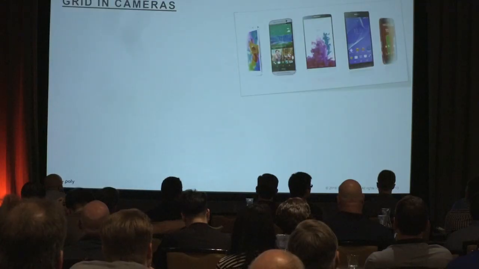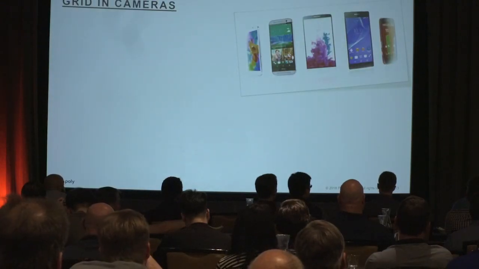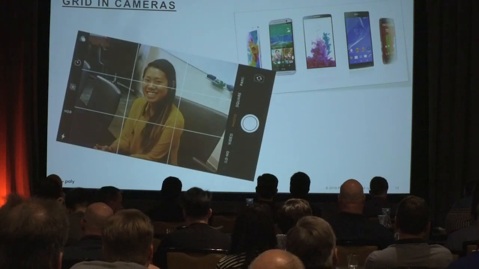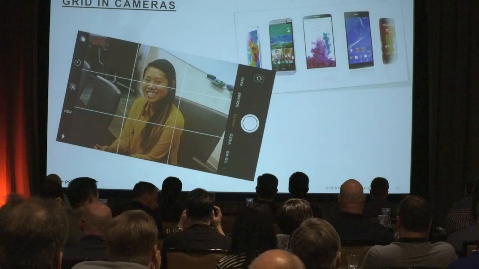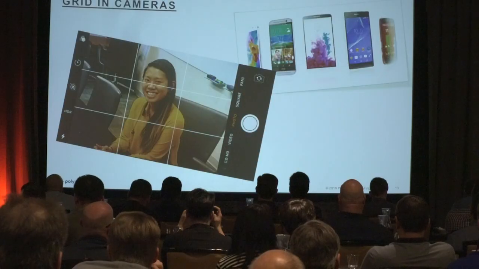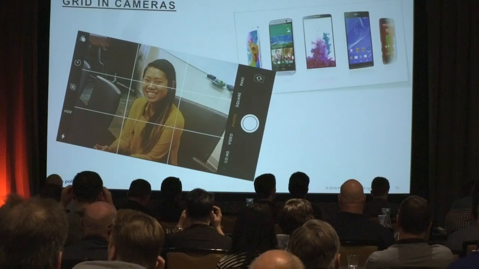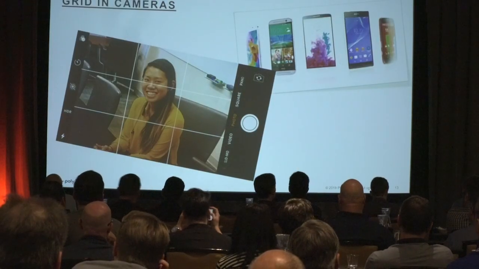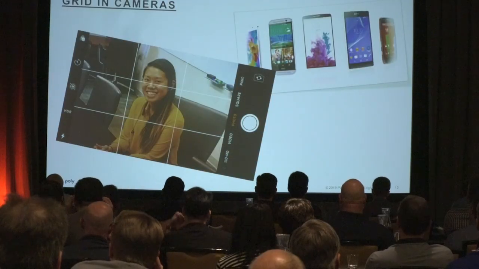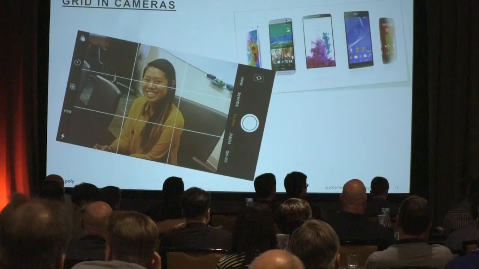If you noticed, maybe you noticed, maybe you haven't, all of your cell phones have a grid in them. They all have a grid that you can put an overlay on, and that's why it's there. Those horizontal lines are there so that you can place the eyes in the proper place. The vertical lines, I'll talk to you about those next year.